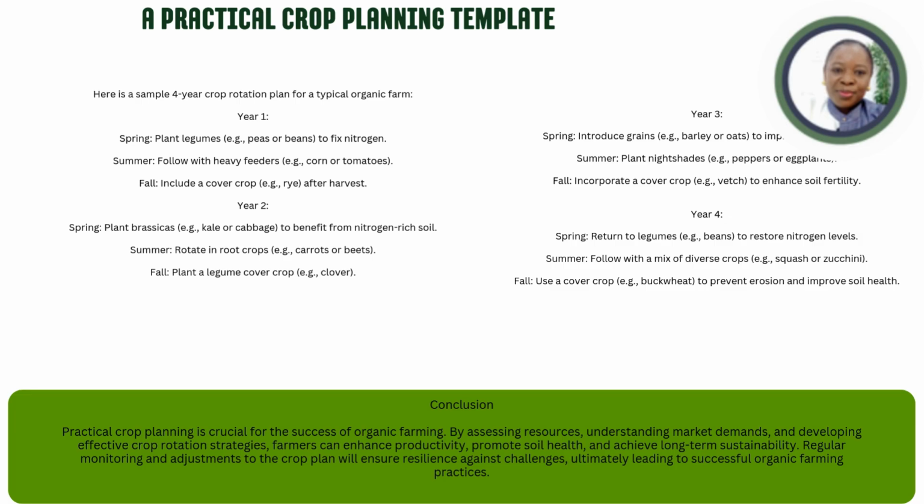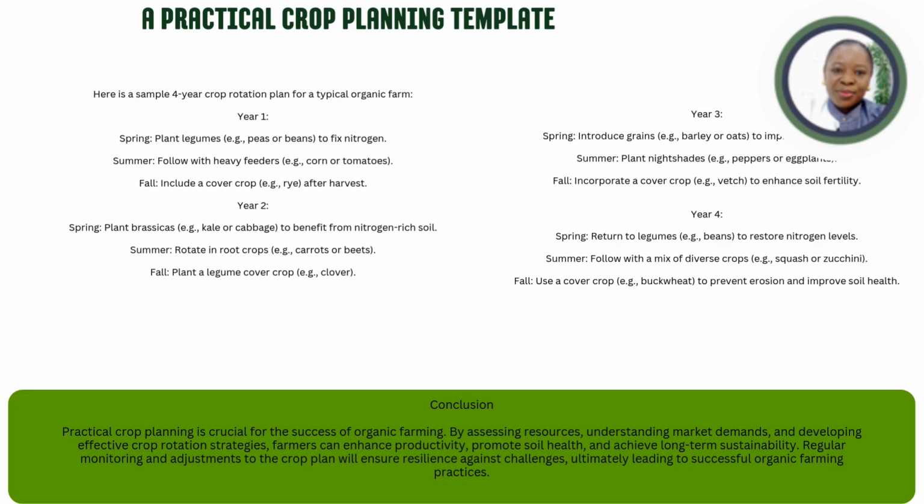Then in summer, plant nightshades such as peppers or eggplants, and in fall incorporate a cover crop such as vetch to enhance soil fertility. And lastly, in the 4th year, in spring, return to legumes as in the first year to restore nitrogen levels. In summer, follow with a mix of diverse crops such as squash or zucchini, and in fall you use a cover crop such as buckwheat to prevent erosion and improve soil health.